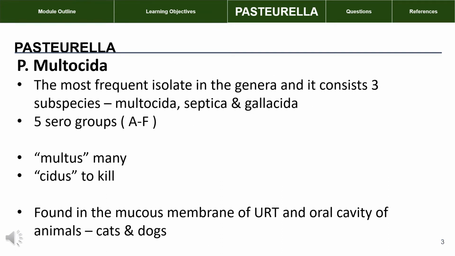The first species under Pasteurella is Pasteurella multocida. It is the most frequent isolate in the genus, and it consists of three subspecies: Multocida, Septica, and Galicida. It also has 5 serogroups, from A to F. It comes from the Greek word multus, which means many, and sidus, to kill. So, to kill many. It is found in the mucous membrane of the URT and oral cavity of animals, specifically cats and dogs.